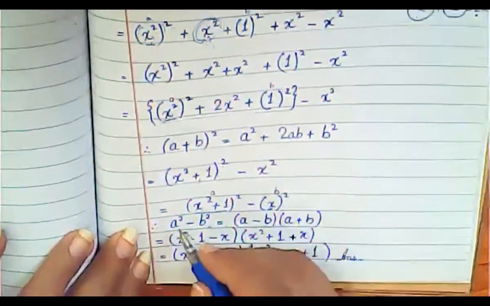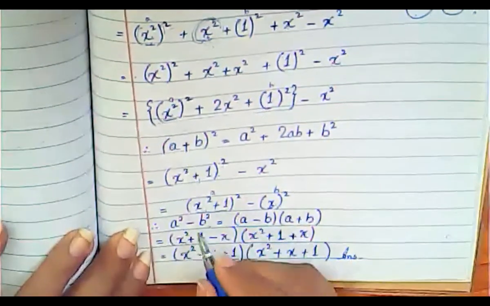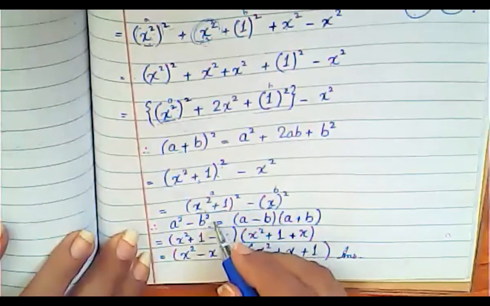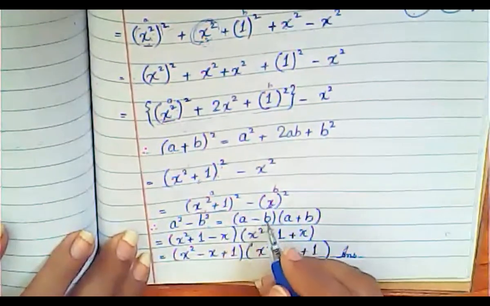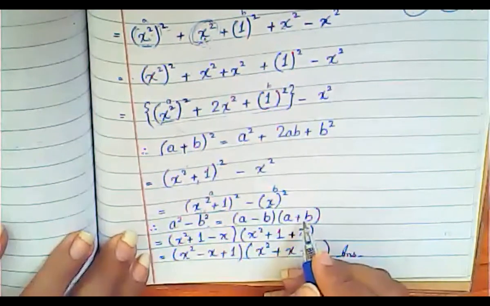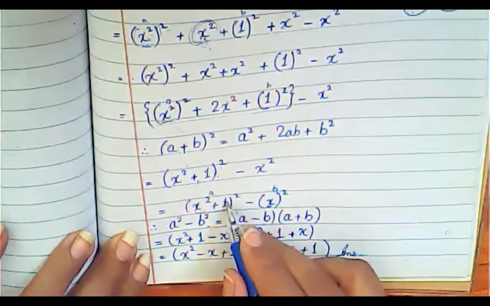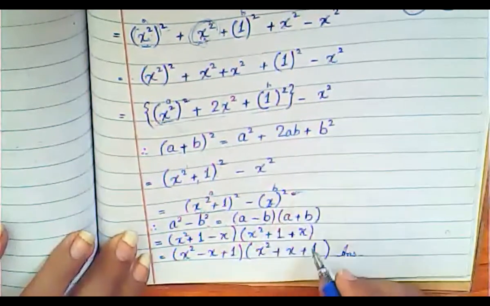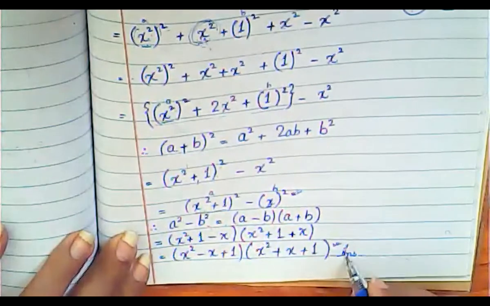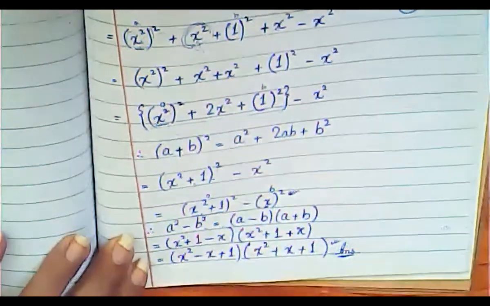Now again you will apply here your formula number 3, which is a square minus b square is equal to (a minus b)(a plus b). That's it. And then you will expand this whole thing, and at the end you will arrange it. So this is your final answer.